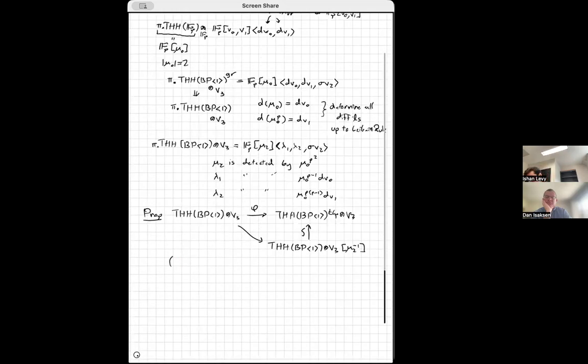And so note that this implies the Segal conjecture for THH of BP1 tensor V3. Because what it's telling you is that the homotopy groups of the target are just obtained by taking this ring and inverting mu2. But you can see that in large degrees, any element of this ring after inverting mu2 just has to have a positive power of mu2. And so what that's saying is that in large degrees, the map given by inverting mu2 is just an isomorphism on homotopy groups, and that's the Segal conjecture.